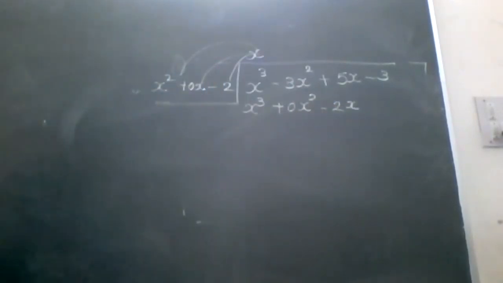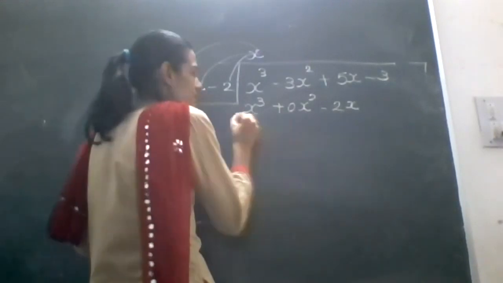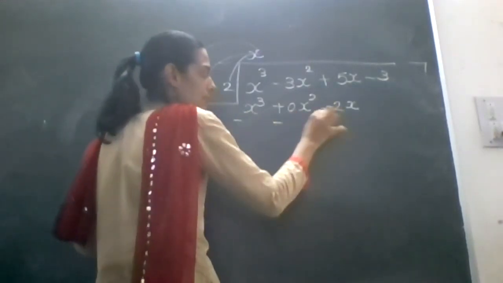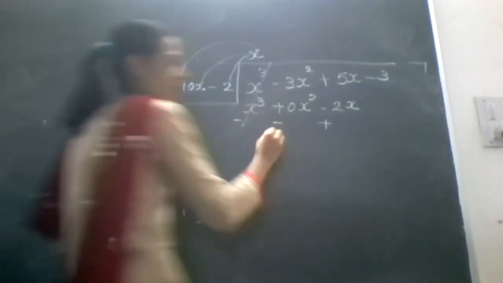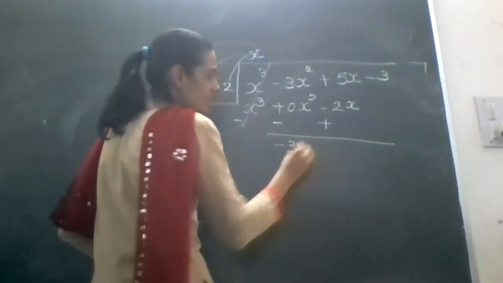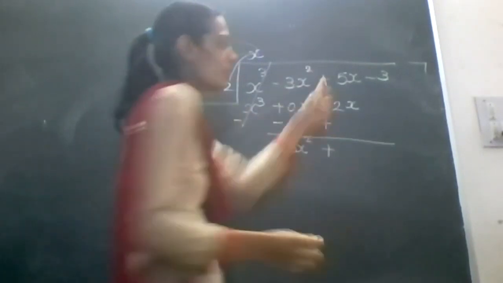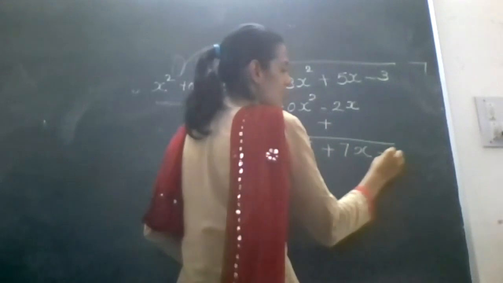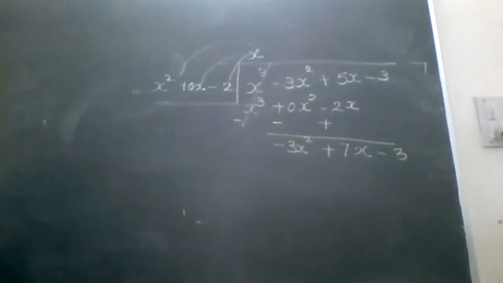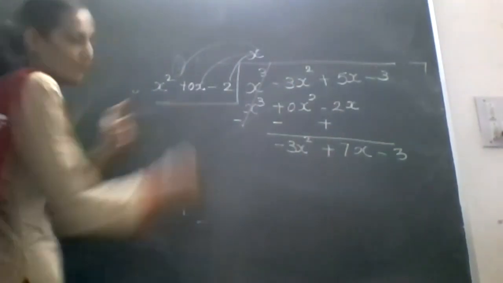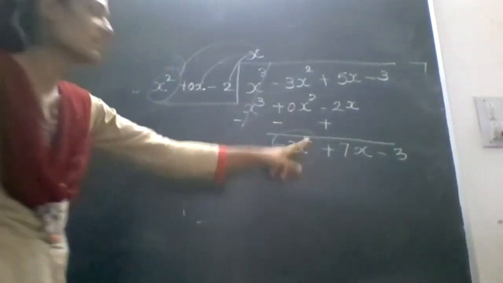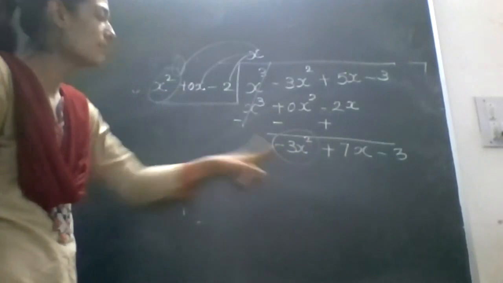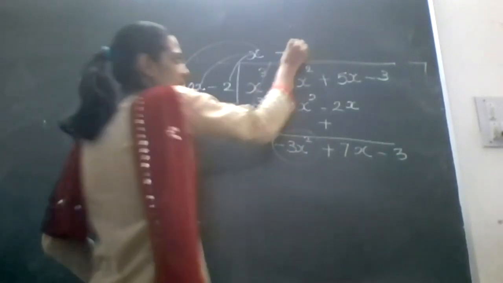Get it, please? Now change the sign. Here minus and here minus will become plus, so this will cancel out. What is remaining? Minus 3x square, plus 5 plus 2 becomes 7x, and minus 3. That would be remaining. Right? Now again we have to equalize this term and this term. X square is already there, so only minus 3. So 3 only.